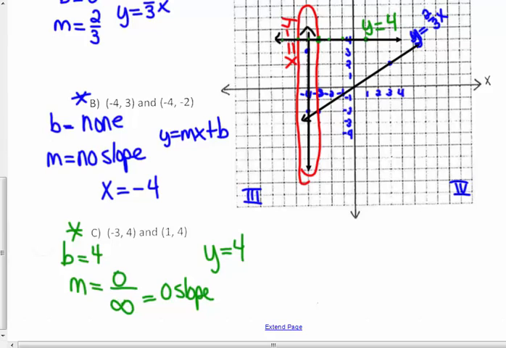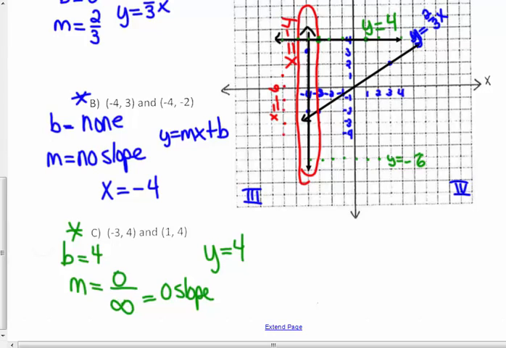So in summary, horizontal lines, y equals whatever that intersection of the y-axis is, y equals 4. If I was putting all my points down here, it would be y equals -6. This line would be y equals -6. If I was putting all of my points over here, vertical lines are x equals. If I connected all those points with a line, it would be x equals -6.